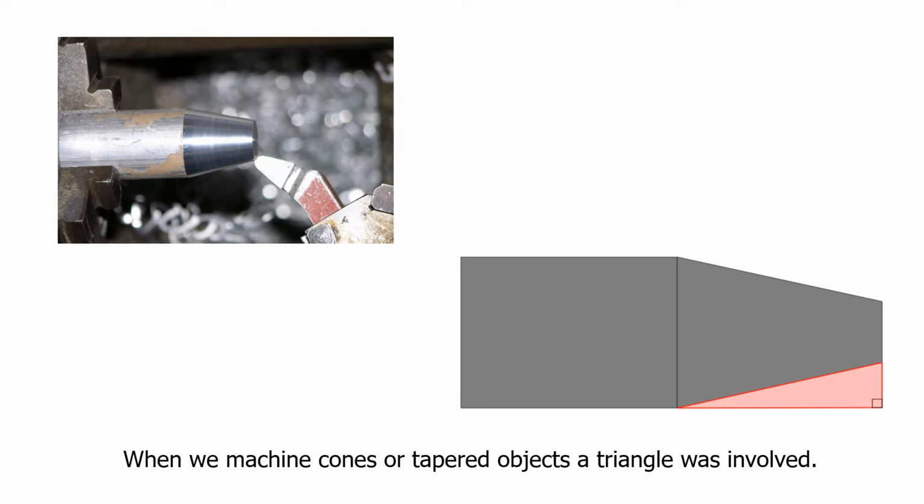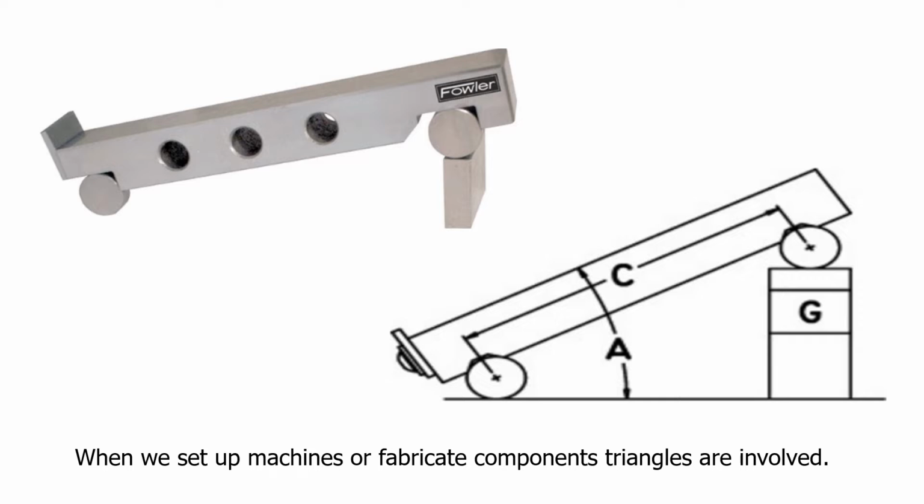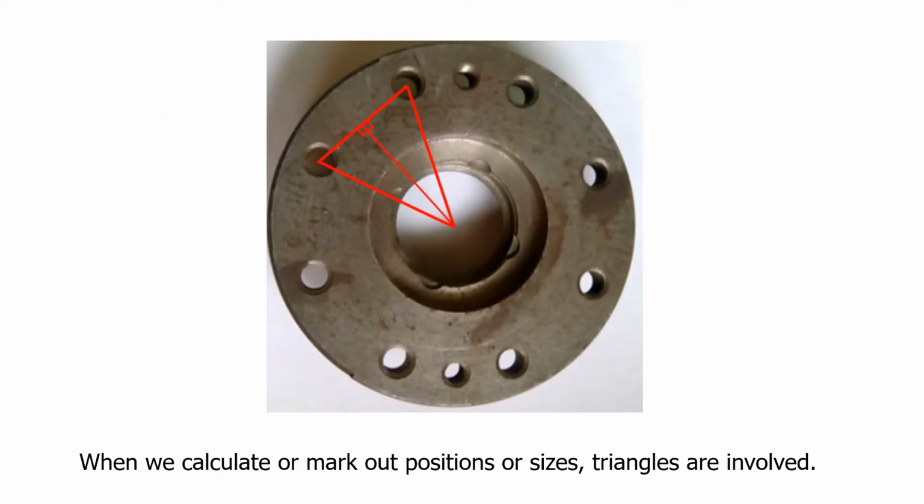As engineers, we use triangles to calculate shapes of the things that we're manufacturing. Think about taper turning, cutting angles, fabricating things. Triangles are even involved in the calculation of how much power our machine uses. Sine bars and sine vices are used on milling machines to set angles, and these angles are calculated using triangles. We use triangles for marking out and for determining positions or finding missing information.